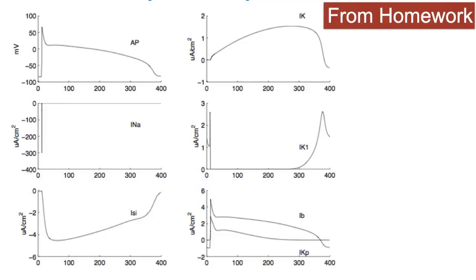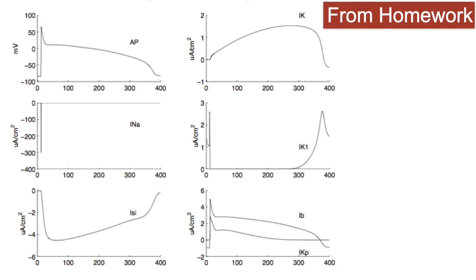You also notice it's a much smaller current. So look at the scale here. Here we're getting down to -4 or 4 microamps per square centimeter. And the other currents on the right are the depolarizing currents. The sum of all this produces the action potential, and the code you'll have to play with will reproduce this figure.